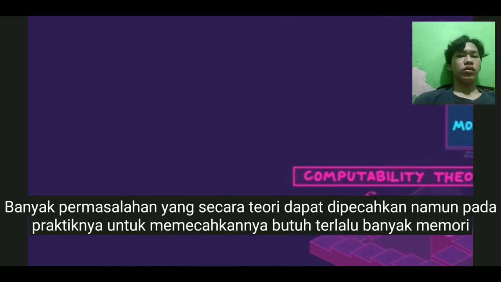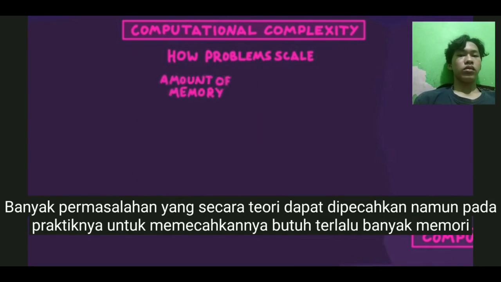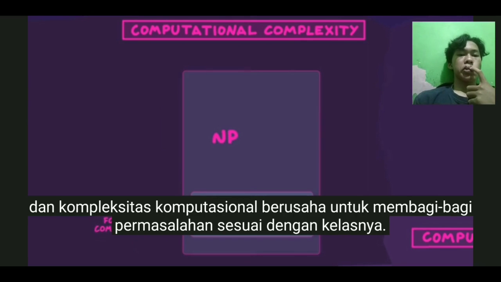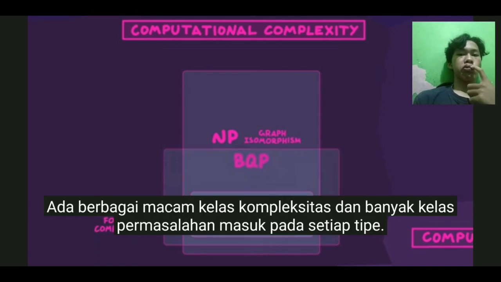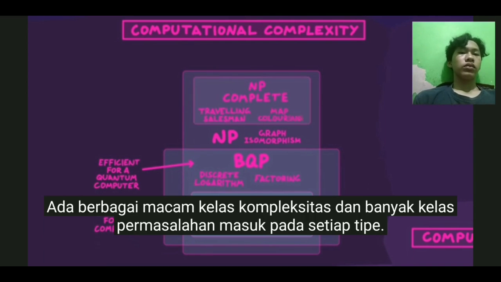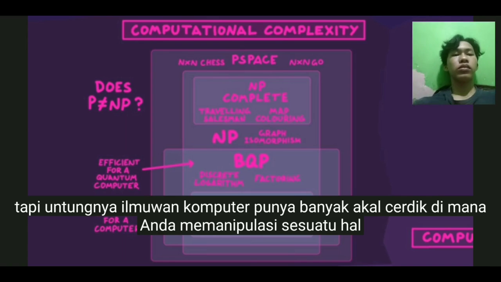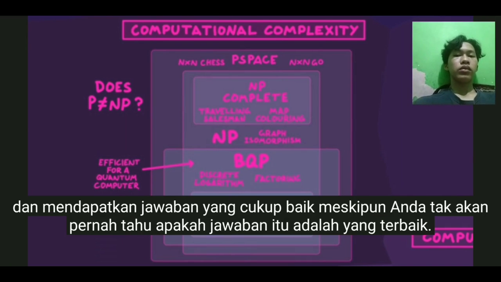Many problems are theoretically solvable, but in practice take too much memory or more steps than the lifetime of the universe to solve, and computational complexity attempts to categorize these problems according to how they scale. There are many different classes of complexity and many classes of problem that fall into each type. There are a lot of real-world problems that fall into these impossible-to-solve categories, but fortunately computer scientists have a bunch of sneaky tricks where you can fudge things and get pretty good answers, but you'll never know if they're the best answer.